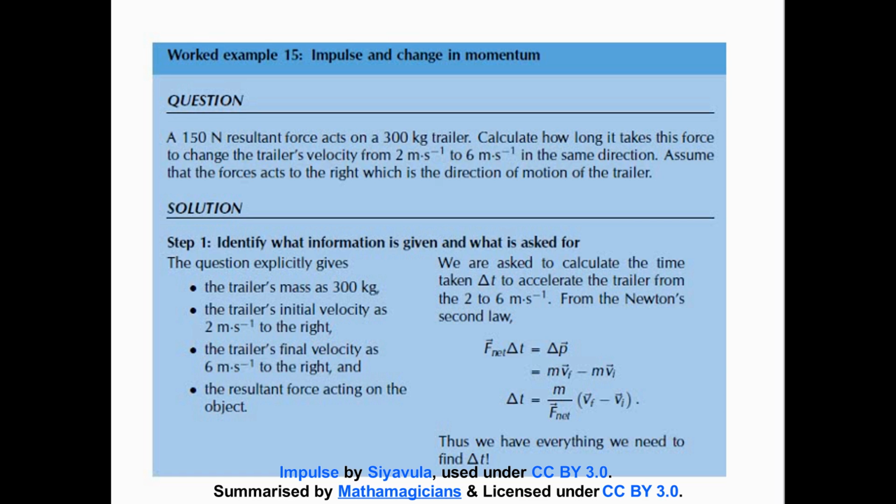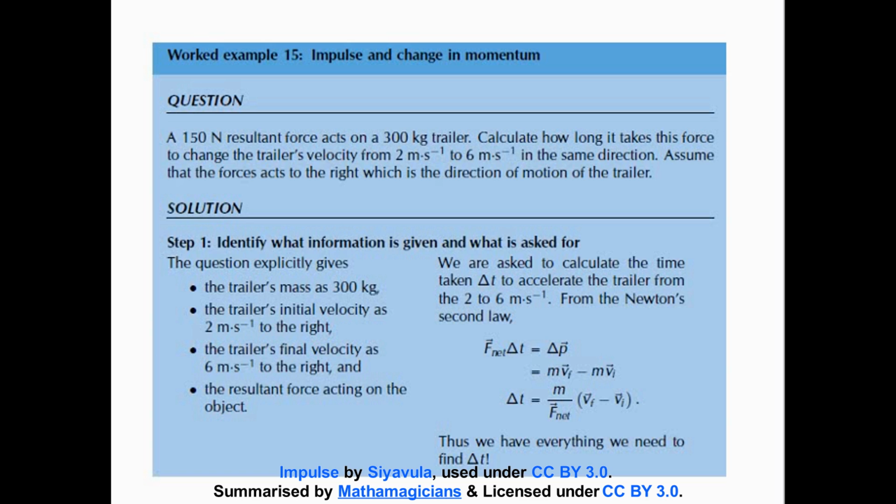Let's start with worked example 15, taken directly from the Siyavula textbook. Question: a 150 newton resultant force acts on a 300 kilogram trailer. Calculate how long it takes this force to change the trailer's velocity from 2 meters per second to 6 meters per second in the same direction. Assume that the force acts to the right, which is the direction of motion of the trailer.